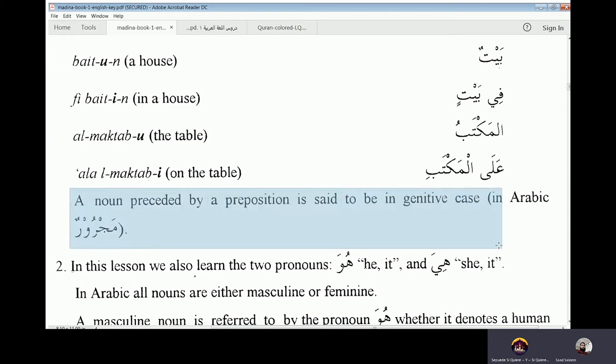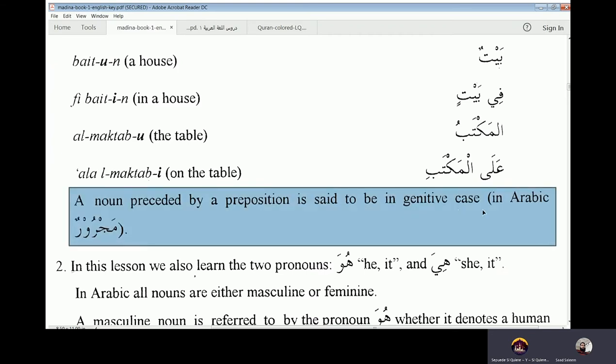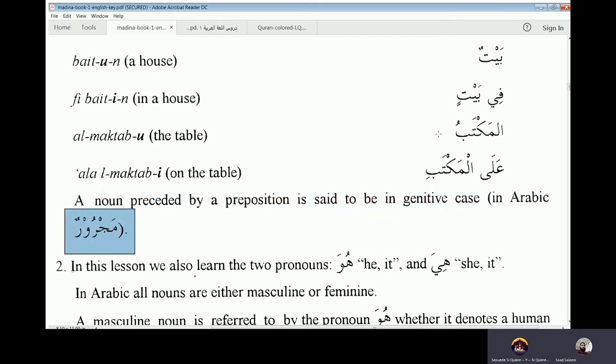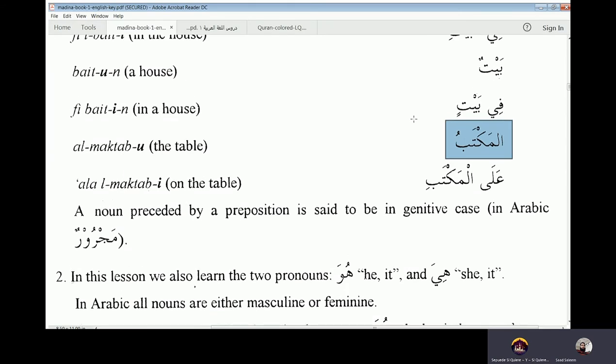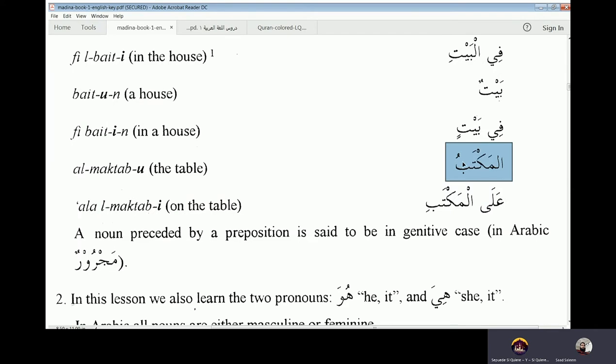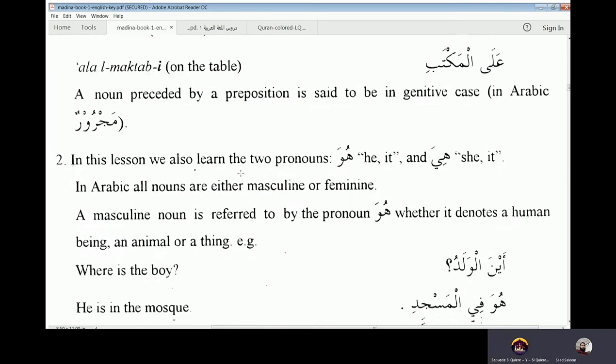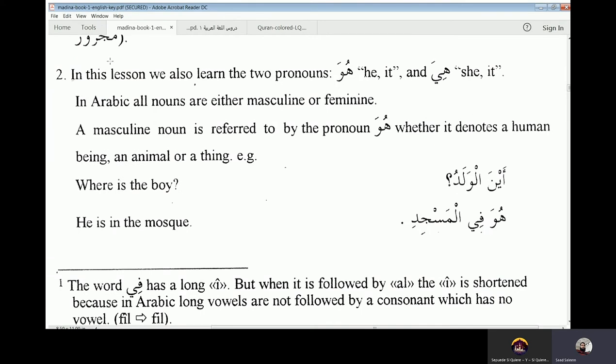A noun preceded by a preposition is said to be in a genitive case in Arabic. Majrur. So any noun which has kasra at the end is called majrur. And any word which has dhamma at the end, what is it called? Marfu. Yes, marfu. Good. So any word which has dhamma at the end is called marfu, and any word which has kasra at the end is called majrur. Let's try to memorize these two names.